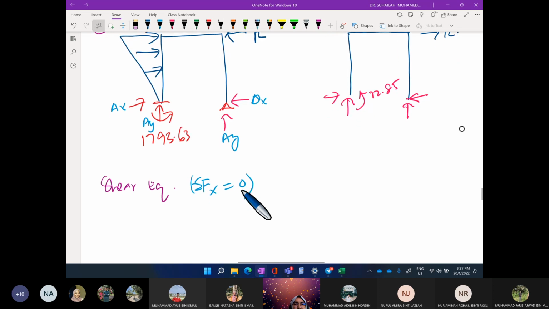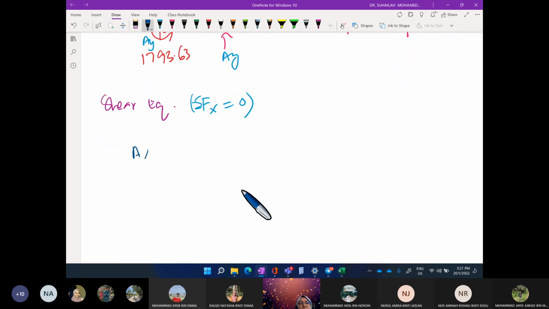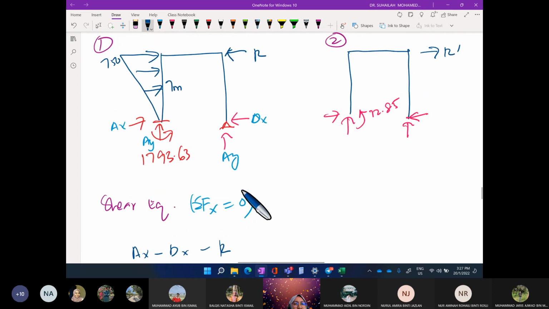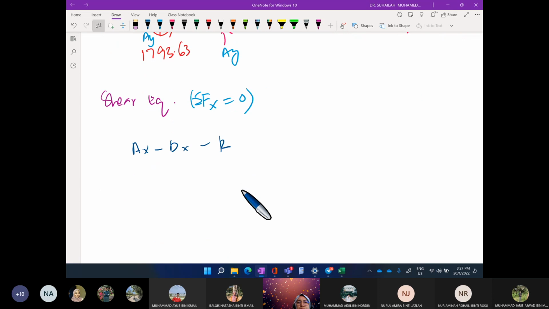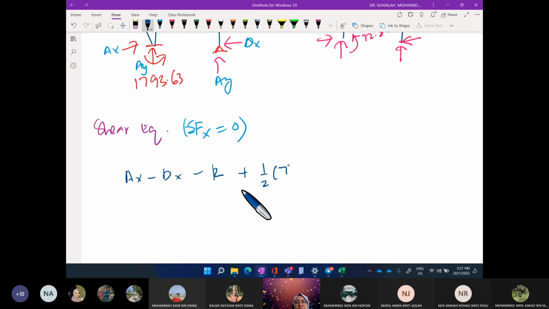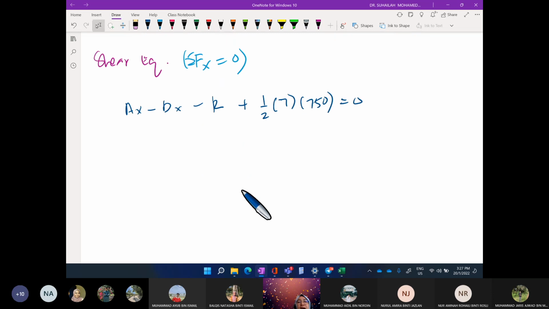We have AX minus DX minus R. And we have 750 here and 7 meters here, so the area of the triangle is 7 times 750. This is the shear equation to calculate the R value. So the R value is AX minus DX, which is 750 times 7 divided by 2.